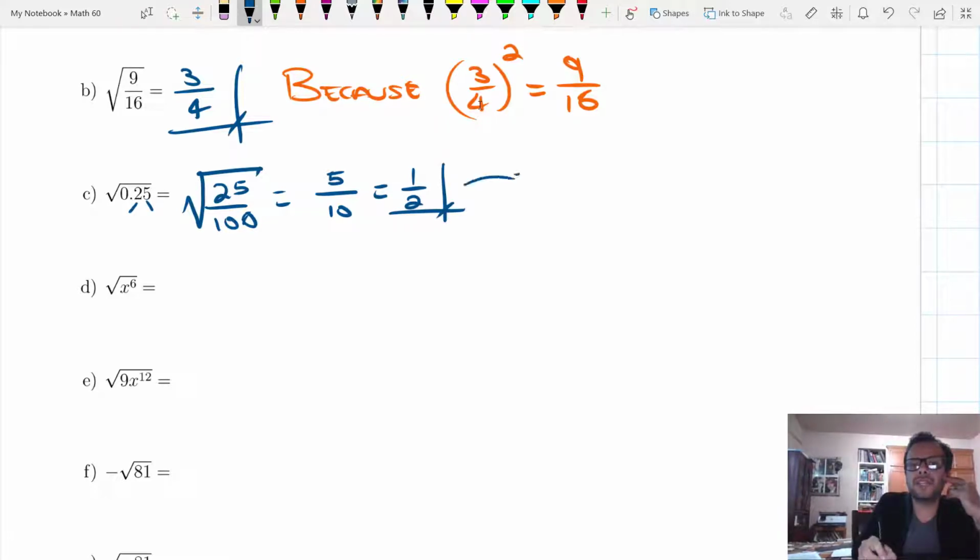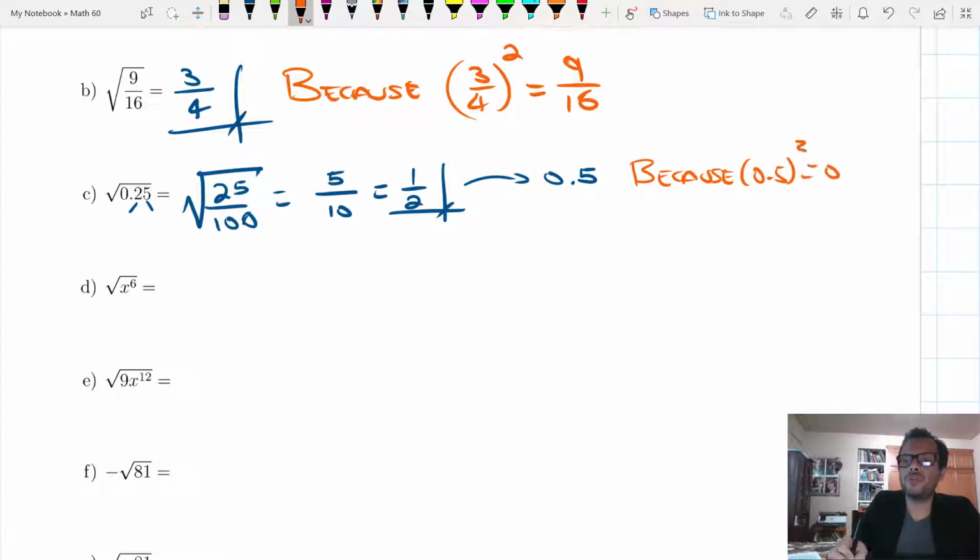Which is the same as saying 0.5, right? And the reason why this is the square root is because 0.5 squared equals 0.25. All right, and that's the final answer.